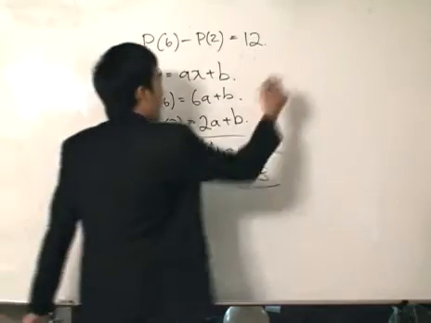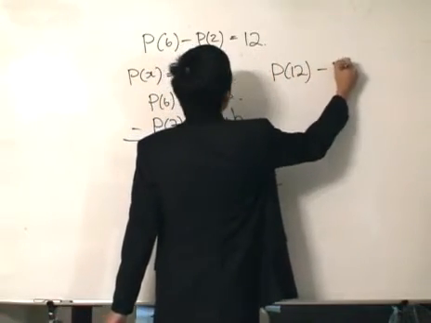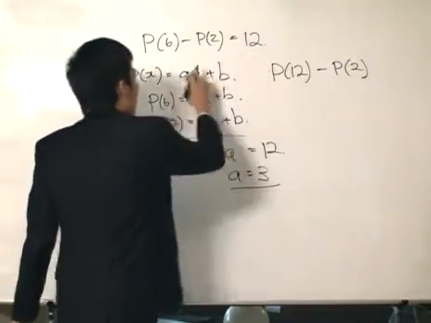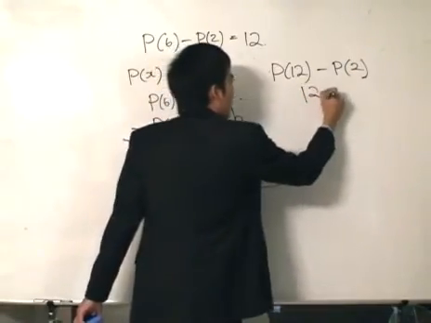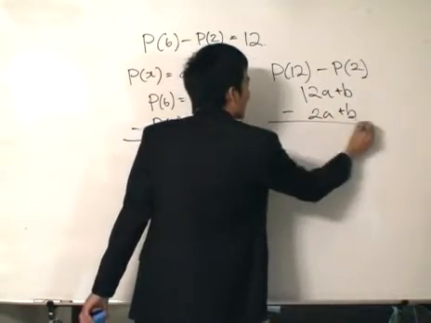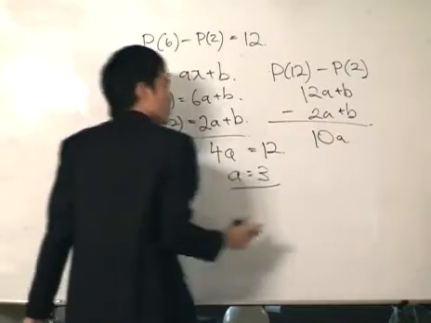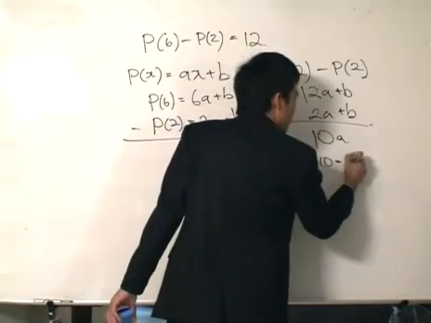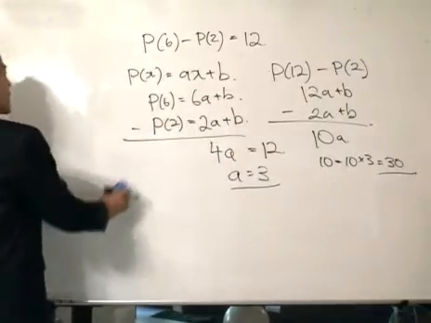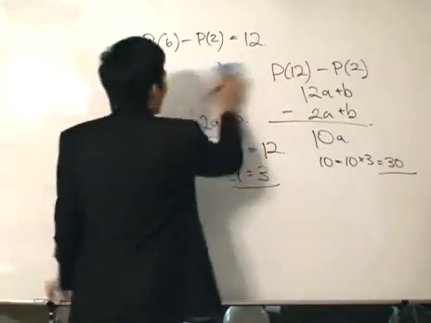And then I want to find P(12) take away P(2). In the exact same procedure, we substitute 12 into the value of x, so we get 12a plus b, minus 2a plus b. Subtract them and we get 10a. But we know that a is equal to 3, so 10a is equal to 10 times 3, which is equal to 30. Simple enough.